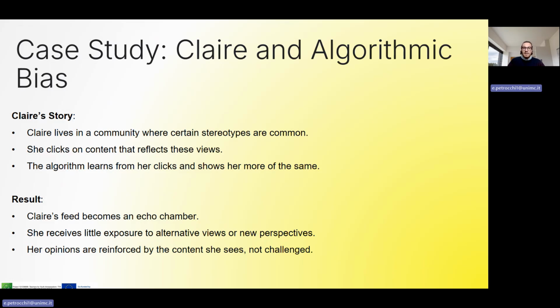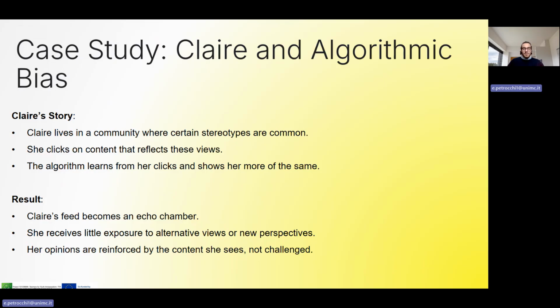We can consider the case study that I invented, Claire and algorithmic bias. The Claire story is that Claire lives in a community where certain stereotypes are common, and so she clicks on content that reflects these views. Of course, the algorithms are going to learn from her clicks and show her more of the same content, and the result is that Claire's feed becomes an echo chamber, an environment in which the same content is always repeated, always proposed, and Claire is going to receive little exposure to alternative views and new perspectives. And of course, the conclusion is that her opinions will be reinforced by the content that she sees, and these opinions are not going to be challenged.